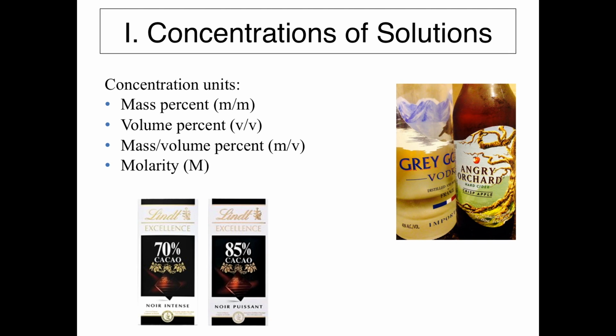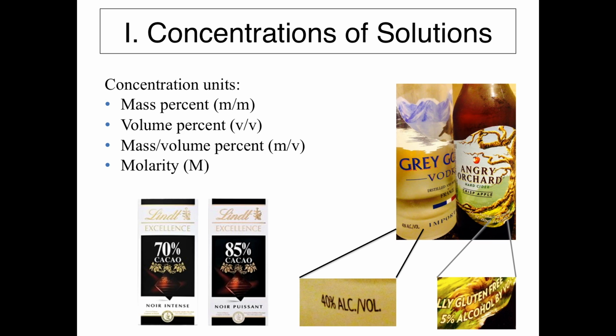Okay, so for example, if I have a solid mixed within a solid and I want to know the percent of the solute, I might want to use mass percentage. Or if I have a mixture of liquids, I might want to use percentage concentration in volume instead. And then in some fields, it is more convenient to write the ratio between the mass of a solute versus the volume of the solution. We can see that as mass per volume percentage.